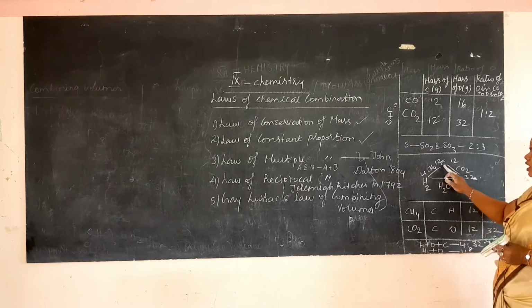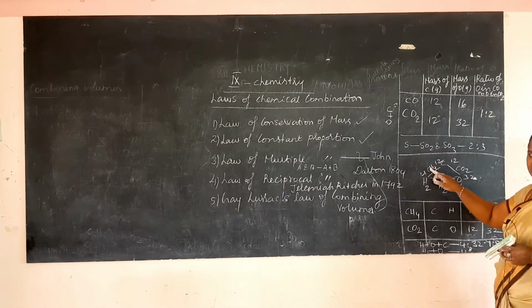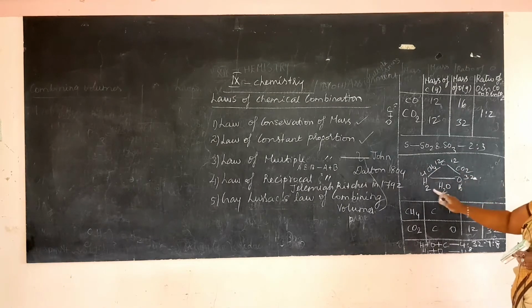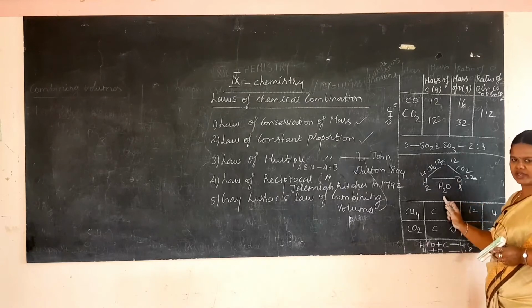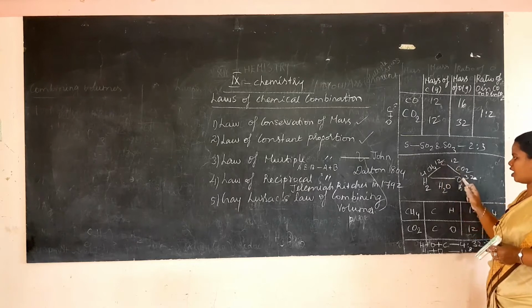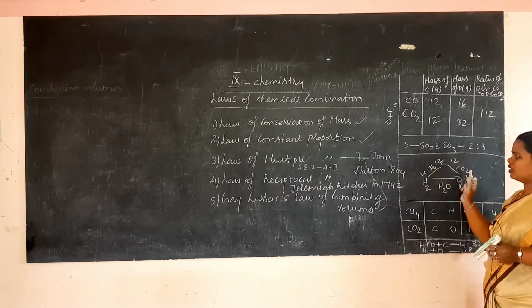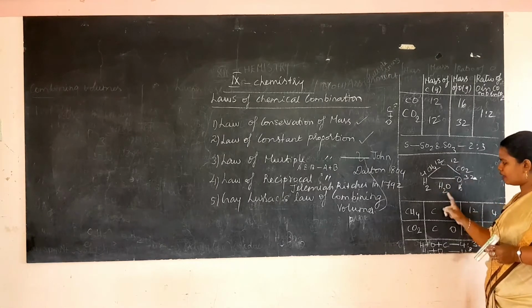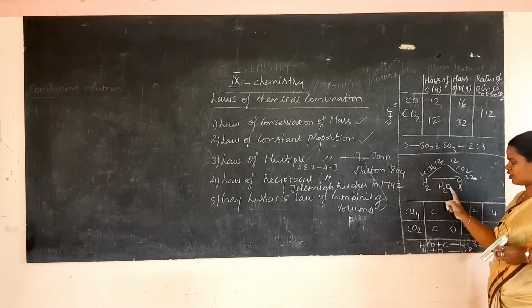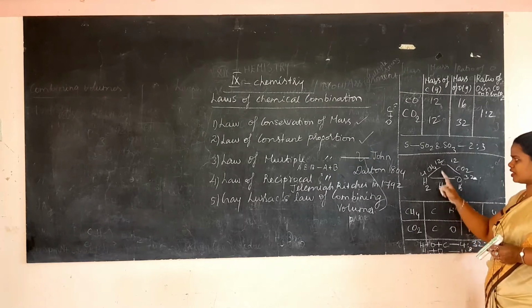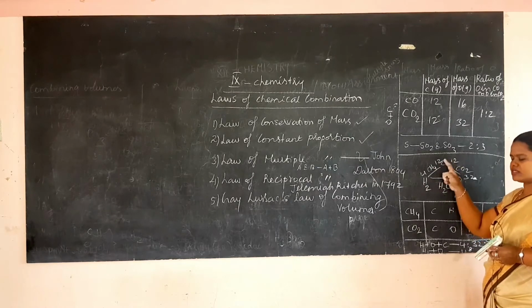For example, carbon combines with hydrogen to form methane. Carbon combines with oxygen to form carbon dioxide. Hydrogen combines with oxygen to form water. So in the first two compounds, we get one ratio. And when you calculate the ratio in water, in which hydrogen and oxygen combine as 2:16, the ratio will be the same as that of the other two compounds.